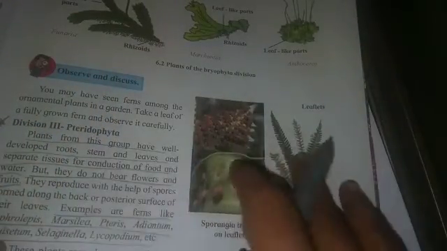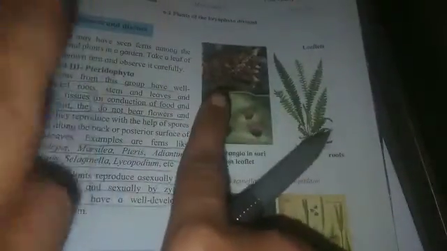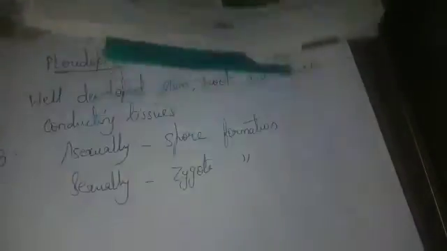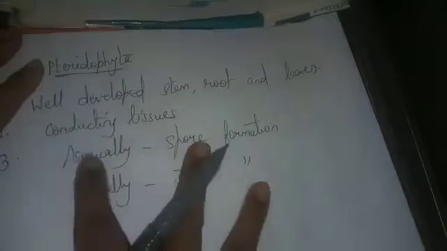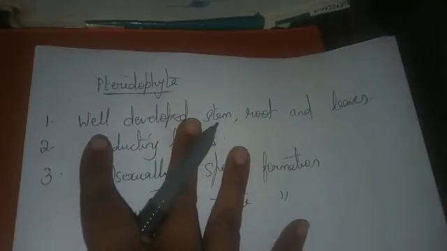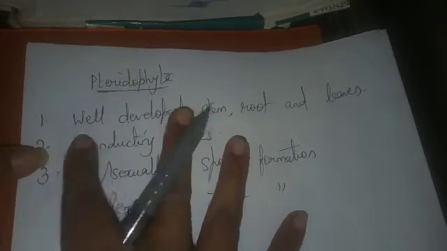So as I told you, ferns can reproduce asexually by spore formation, and they can also reproduce sexually by zygote formation. So in the case of ferns or Pteridophyta, they can undergo sexual reproduction as well as asexual reproduction. Okay children, so that is a great difference of Pteridophyta as compared to Thallophyta and Bryophyta. This is something which you have to remember.